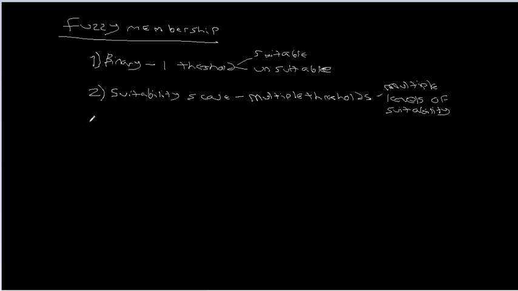Now, what we're going to do now is talk about this idea of fuzzy membership. And with fuzzy membership, we're getting rid of this idea of thresholds, right? And so you could imagine when it comes to suitability analysis, you have a bunch of continuous variables. Why go through the hassle of generating thresholds, turning your continuous data into categorical data? Why not keep everything continuous from beginning to end?